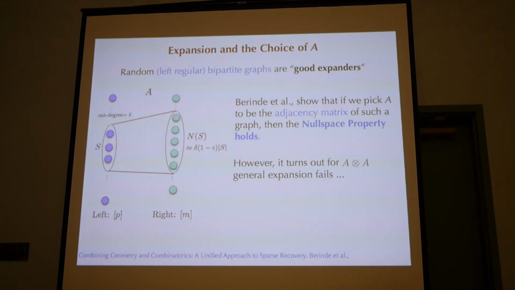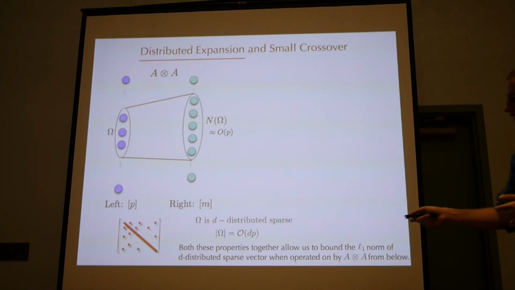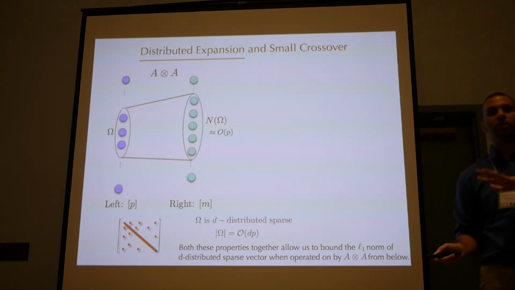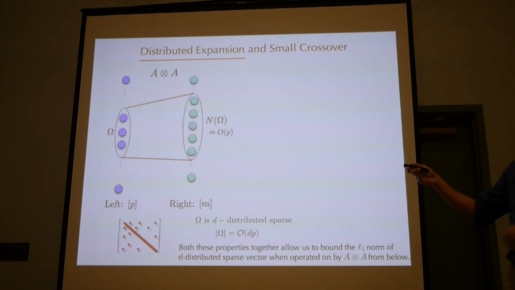But again, a Kronecker array doesn't have this property. It turns out that a Kronecker array has very poor expansion properties. But what we were able to show is that if your support set looks like a distributed sparse support set, then you can get a sort of expansion property, which we call distributed expansion. I think in the paper we call it weak distributed expansion, because it's not quite expansion, but if you do the right thing where everything is sort of unbiased, then you get a nice expansion here.